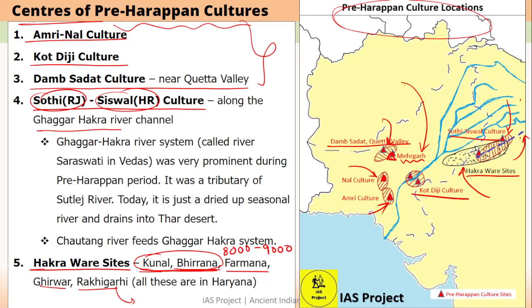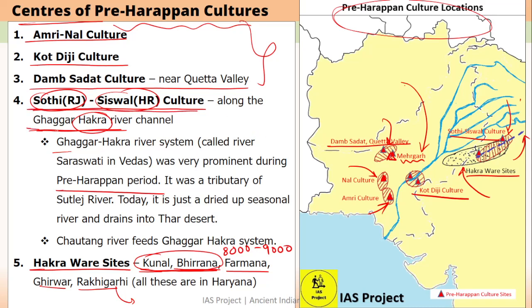Why did I show blue color dashed lines? Because today Ghaggar Hakra river is not a significant river anymore. Whenever there are rains, there is some water in this, but otherwise there is not much water here. And Hakra river is practically invisible today. But during the pre-Harappan period, that means about 5,000 years ago, Ghaggar Hakra river system was very full of water. That is why this was a very important river for the people living in Sothi Siswal culture.